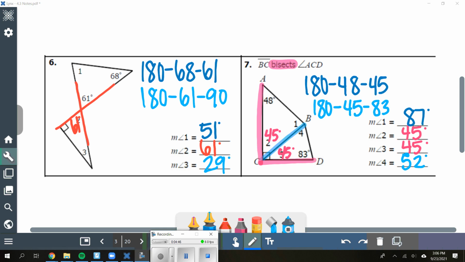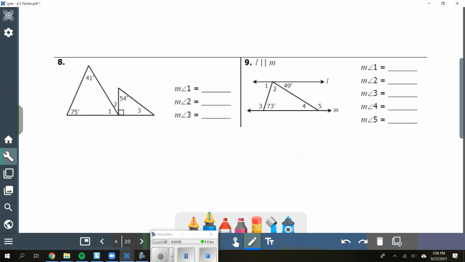Alright, go ahead and check your answers for number 7. On number 8, we have 3 different triangles. The first triangle I noticed myself being able to do something in is right here, because I have 2 of my 3 angles. So I can do 180 minus 41 minus 75 to get angle 1 to be 64 degrees.